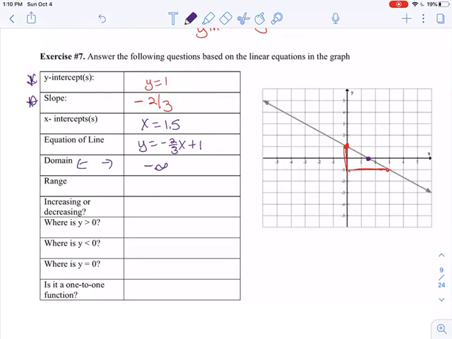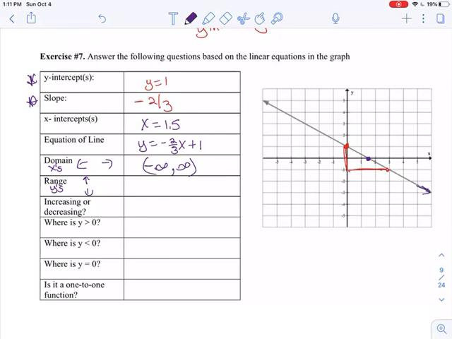So my domain, is there a leftmost value? No, there's not, so that's negative infinity. There's an arrow, it keeps on going forever and ever. Is there a rightmost value? No, again, there's an arrow, it's going down into the right, but it's going to be positive infinity. Remember, with infinities, you're always using parentheses. You are not using brackets.